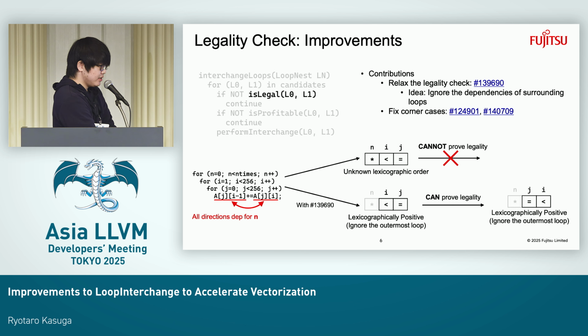So this is what we did to improve this legality check. Previously, the legality check was too conservative, so some legal exchanges were rejected. The bottom left example is a typical case of what was rejected previously.